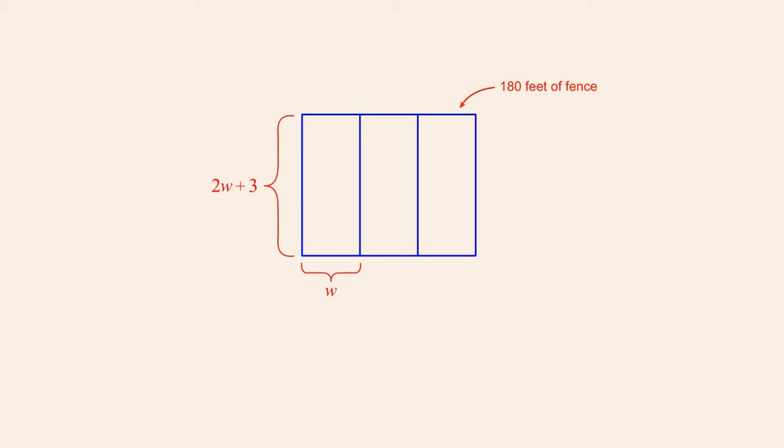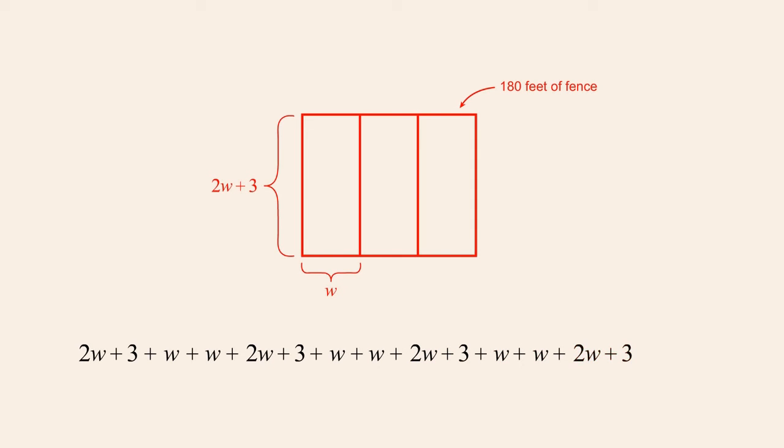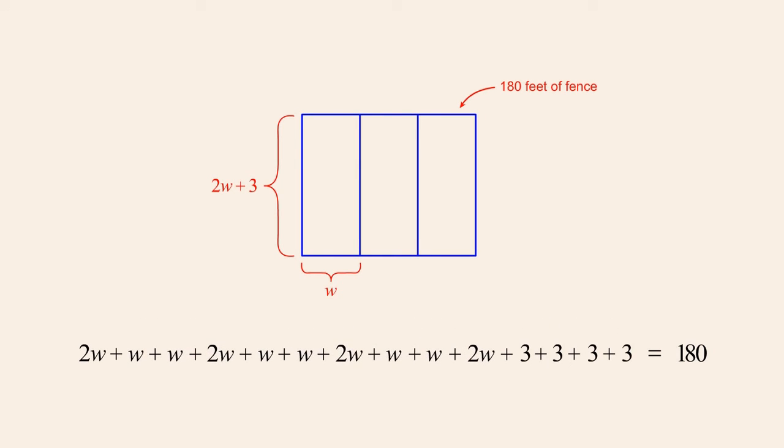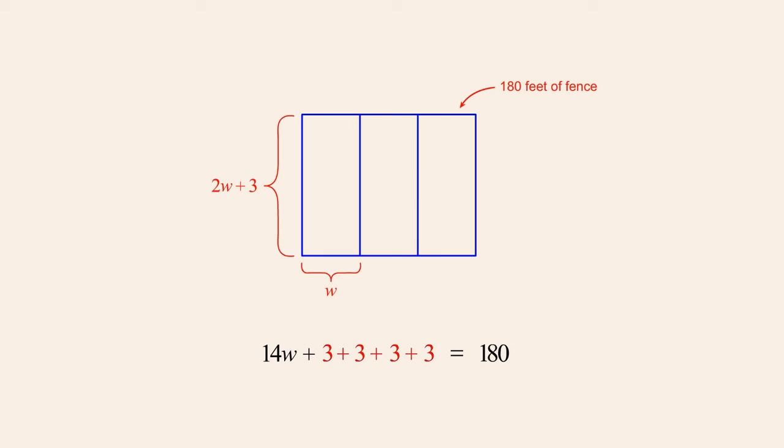Adding the lengths of each fence segment, the total length of the fence is 2W plus 3 plus W plus W plus 2W plus 3 plus W plus W plus 2W plus 3 plus W plus W plus 2W plus 3, which is equal to 180 feet. Collecting like terms, we group all the terms containing W together on the left. We then add these terms to get 14W and add the 4 3's to get 12.